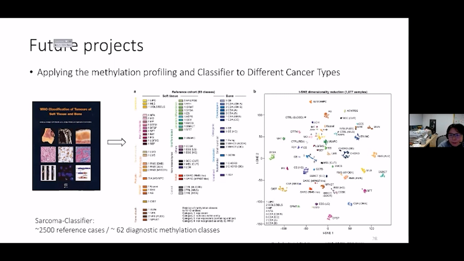So what are the future projects? The future projects involve applying DNA methylation profiling and classifier to different cancer types. For example, recently a sarcoma classifier has just become available. And like the CNS classifier, it uses a machine learning classifier algorithm based on the array-generated DNA methylation data, and it is trained using a data set of more than 1,000 methylation profiles from pre-characterized cases. This consists of 62 tumor methylation classes, a broad range of soft tissue and bone sarcoma subtypes. So it demonstrated the potential of the DNA methylation-based sarcoma classification for research and future diagnostic applications.